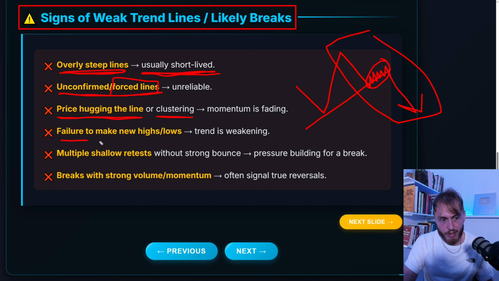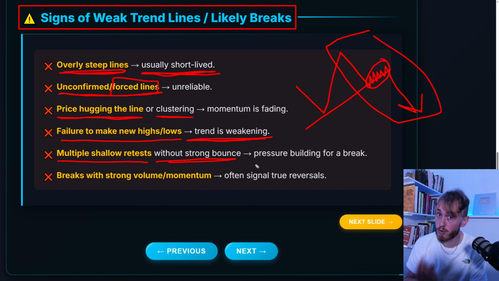Another one, this one is very obvious. If we fail to make new highs or lows, the trend is definitely weakening, and this will be visible on the trend line as well. Next point is multiple shallow retests without a strong bounce. This is all about the quality of the touches once again. If we are not seeing these strong bounces, it's a bad sign. And last but not least, if we see breaks with strong volume or momentum, this is often a signal of a true reversal.